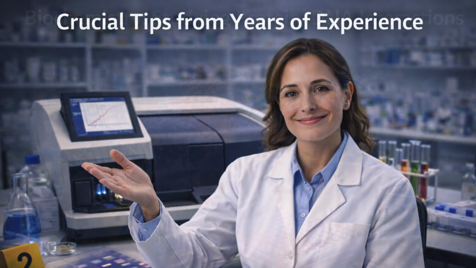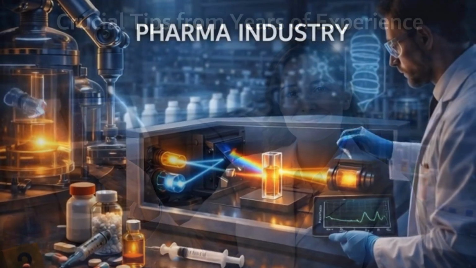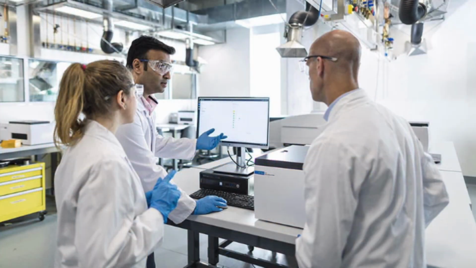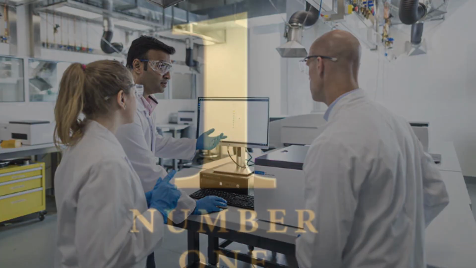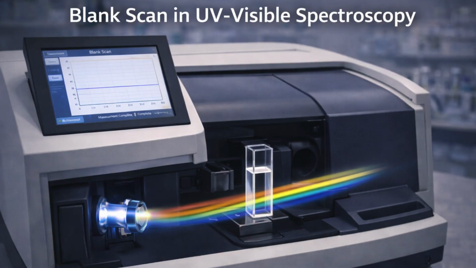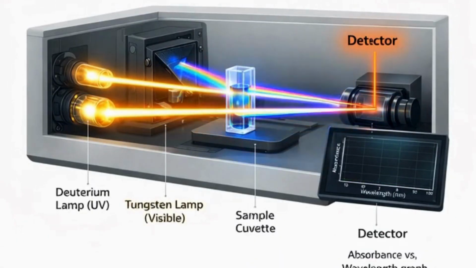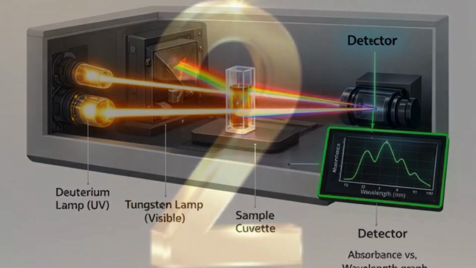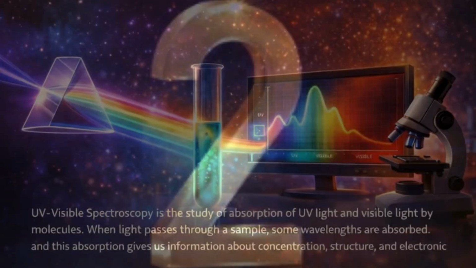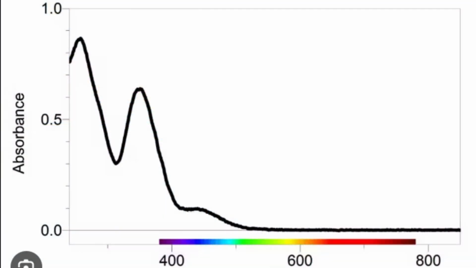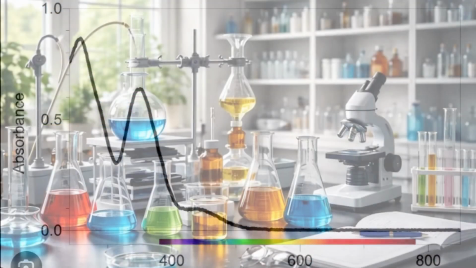Pro tips and common pitfalls. Before you run to the lab, here are crucial tips from years of experience. First one is always run a blank first. This corrects for solvent absorption because it minimizes background noise. The second one is keep absorbance readings between 0.1 and 1.0 for the best accuracy.